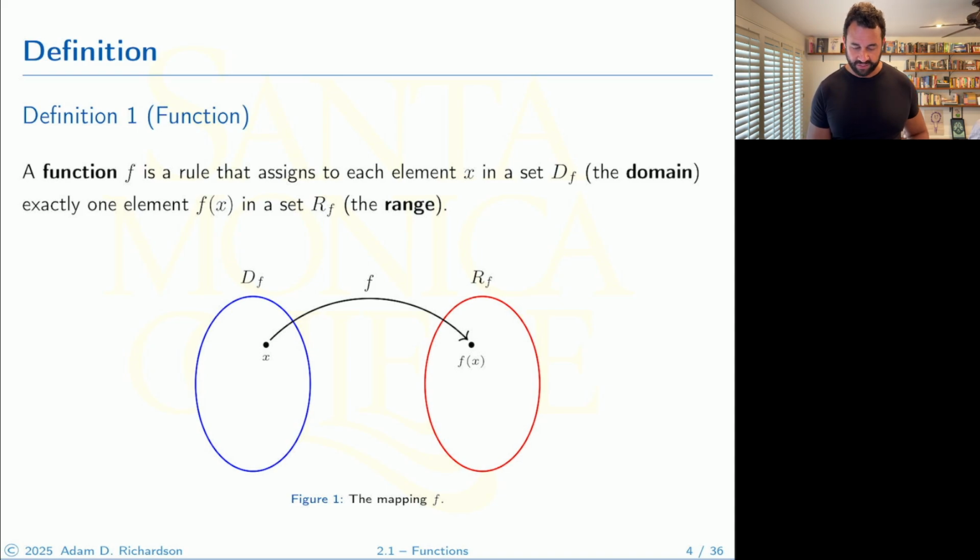A function f is a rule that assigns to each element x in a set D sub f exactly one element f of x in a set R sub f. There's no mention of numbers whatsoever. You notice that? This isn't talking about real numbers or complex numbers or points or anything like that. The concept of a function is extremely general and very abstract, and it's good.